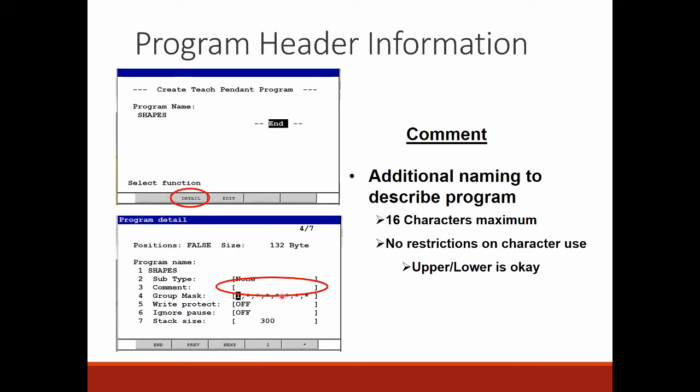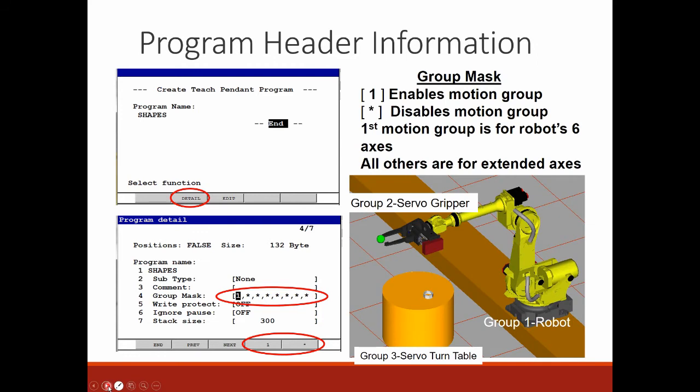Down here, in the next item in our detail screen, a group mask is a way that we can isolate this program to just specific types or groups of motion. What we mean by that is the robot has 6 axes, and all of those 6 axes can work in concert with each other.